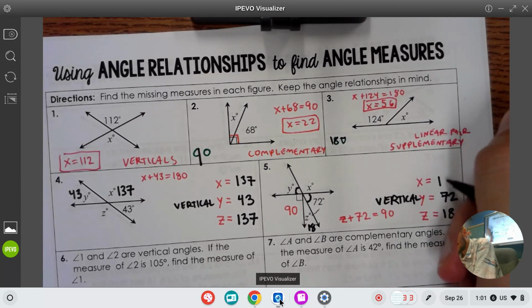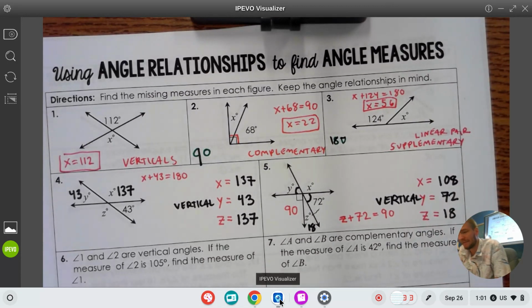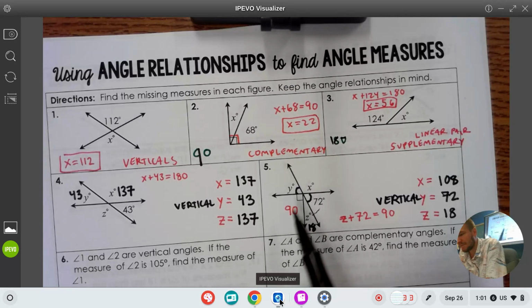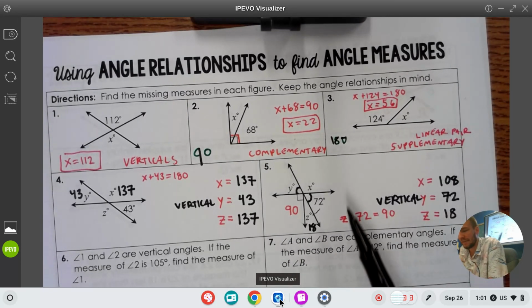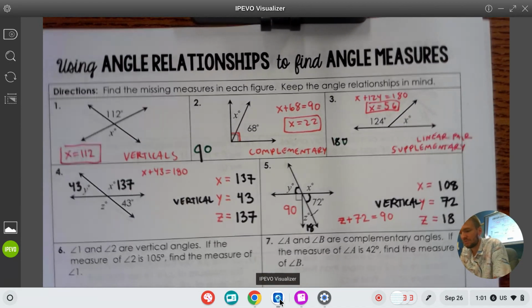There you go, 108. I just kind of walked you through it a little bit. X is across from the 90 and the 18, which we can think about 108, but probably the easiest way to think about it is supplementary with the 72. What's that?